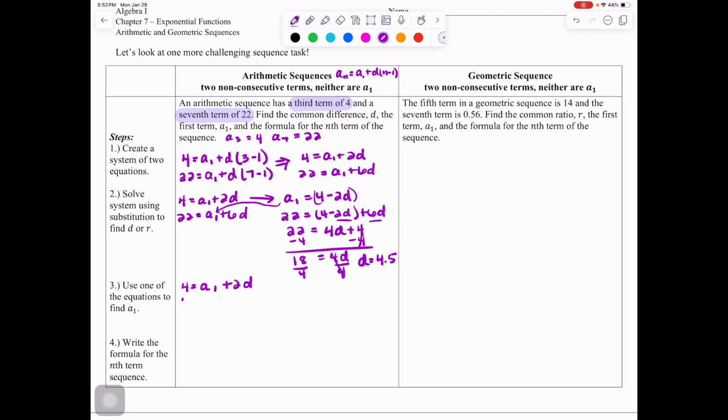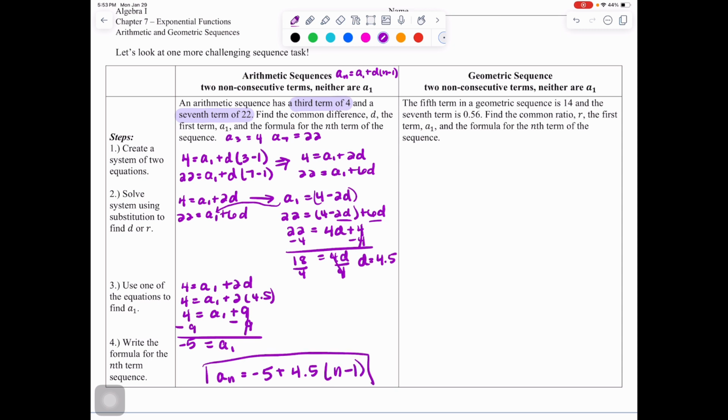I know the d now. So 4 is equal to a sub 1 plus 2 times 4.5. So that means 4 equals a sub 1, 2 times 4.5 would be plus 9. And I can subtract 9 from both sides to get negative 5 is equal to a sub 1. So now I know a sub 1 and I know the common difference. I have what I need to write the formula. So in step 4, write the formula for the nth term of the sequence. A sub n equals negative 5 plus the common difference, which is 4.5, times n minus 1.